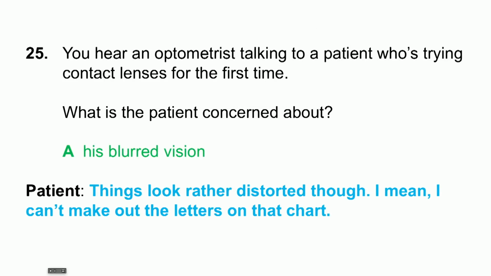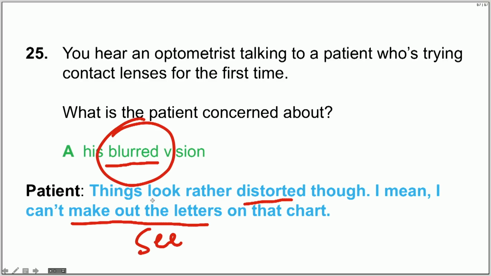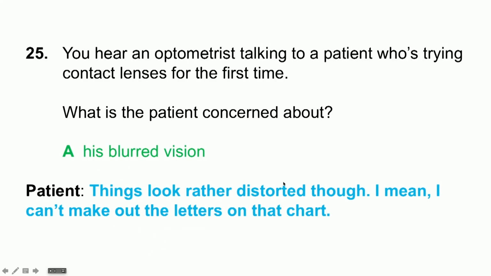So the answer, of course, was A, his blurred vision. What is the patient concerned about? Well, the patient says, "Things look rather distorted though. I mean, I can't make out the letters on that chart." So what's going on here? We'll have a look at these synonyms. Blurred, distorted, right? And then this phrasal verb here, make out. I can't make out the letters. I can't see the letters on that chart. So it's all about, he's concerned about his blurred vision, right? Hopefully you got A because that was pretty straightforward.